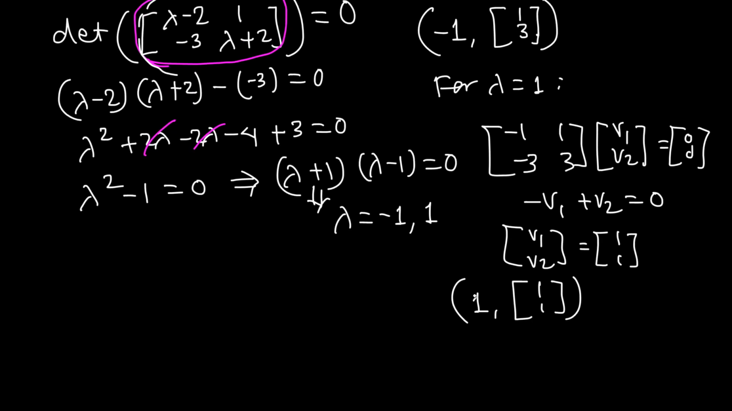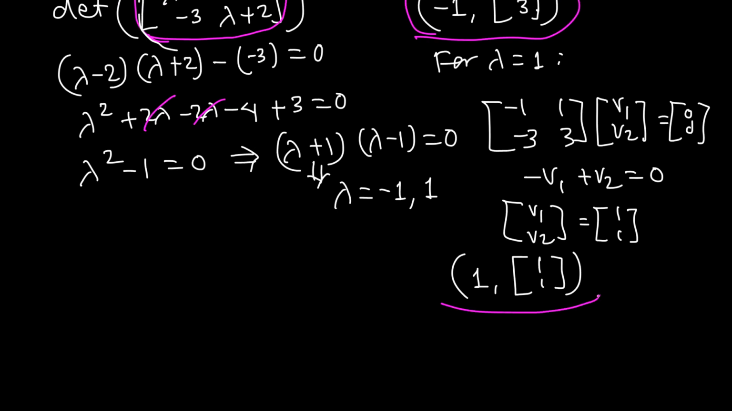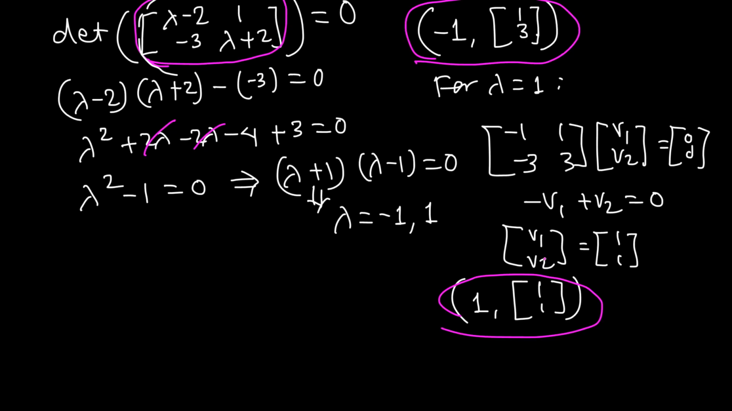Okay, so we got 2 eigenpairs here. Here is one eigenvalue and its corresponding eigenvector, and the other eigenvalue and its corresponding eigenvector. Okay, and now we can write down the general solution.